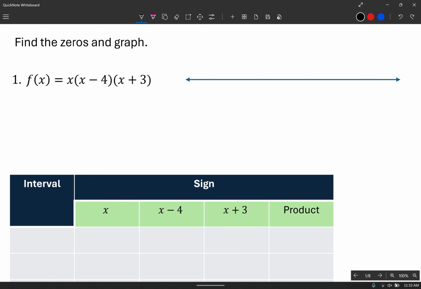This lesson is talking about the zeros of polynomials. So for number one here, we have three factors. And if I want to find the zeros, remember the zeros are the x-intercepts on our graph. So if I want to find the zeros, I'm going to set all of my factors equal to 0. So I have x equals 0, x minus 4 equals 0, and x plus 3 equals 0. And then I'm going to solve those.